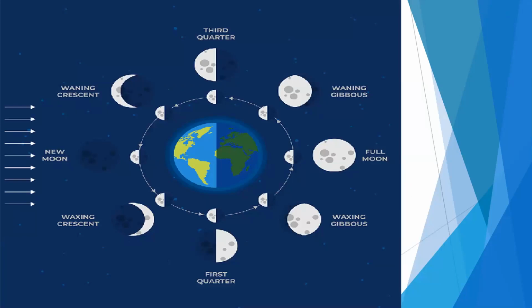This is an example of all of the phases of the moon. We have the new moon, the waxing crescent, the first quarter, the waxing gibbous, the full moon, the waning gibbous, the third quarter, then the waning crescent, and then we go back to the new moon.